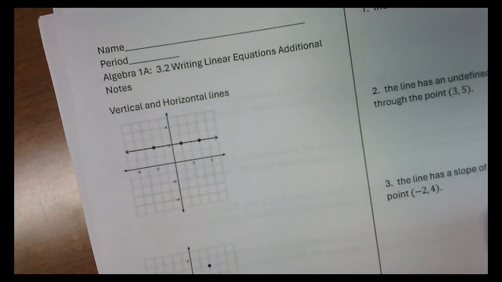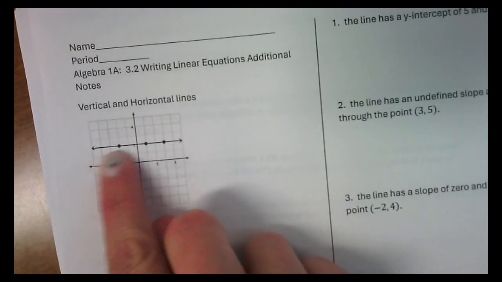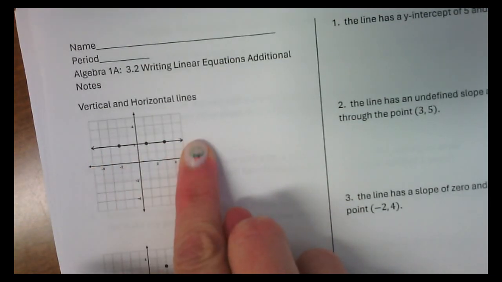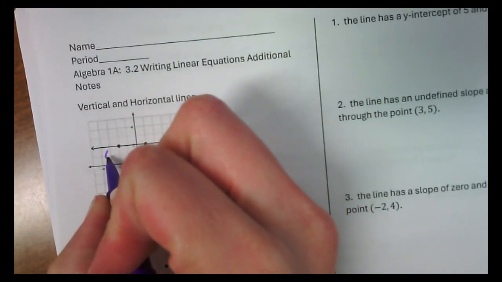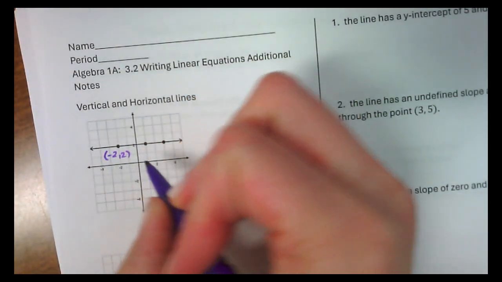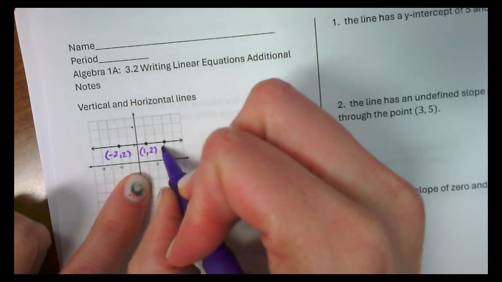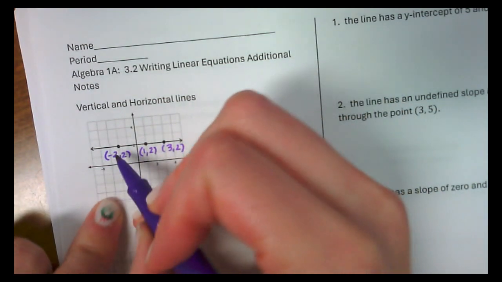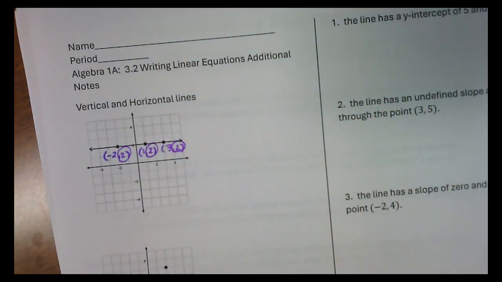Great, today we're going to review our vertical and horizontal lines. So this first line that we have is a horizontal line. We notice that every point on this line that's marked, if I write the coordinates down, this is -2, 2, this is 1, 2, and this is 3, 2. Notice how every single y value is 2.